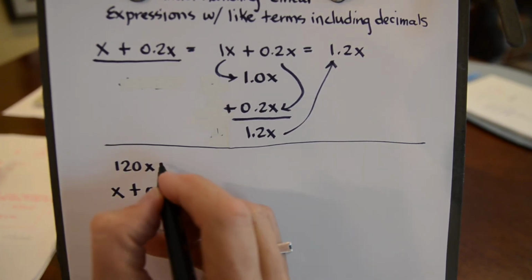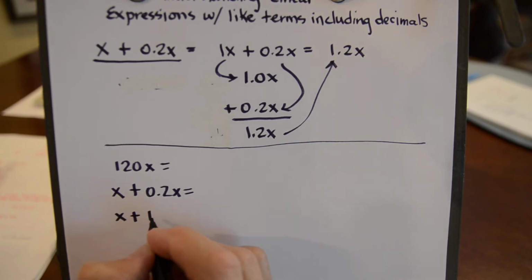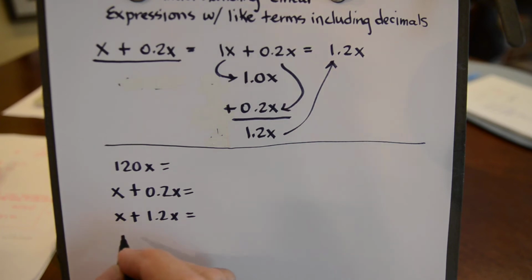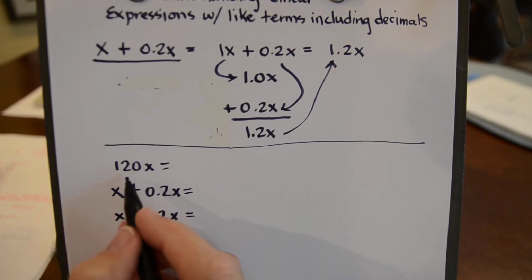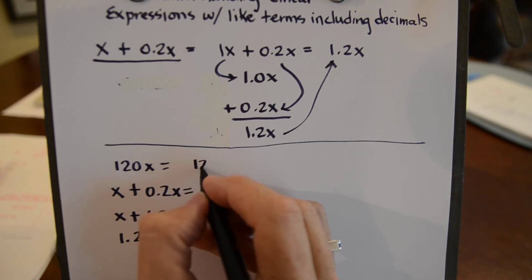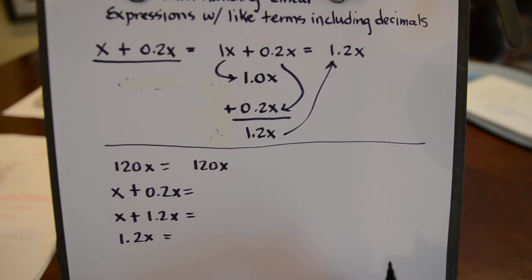Then we have another one, x plus 1.2x, and what does it equal? And then the final one, 1.2x. Okay, when I look up here, this cannot be simplified any further. So it is just equal to 120x. That means 120 times x.